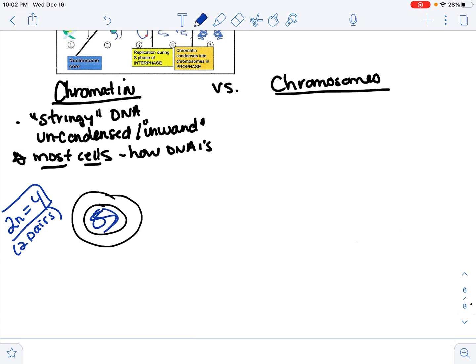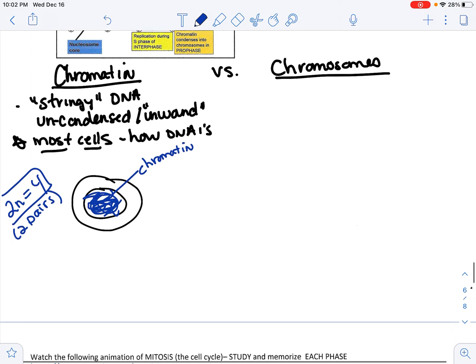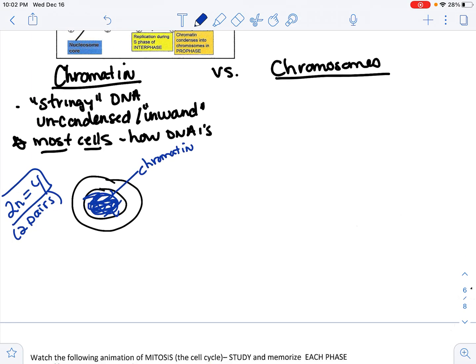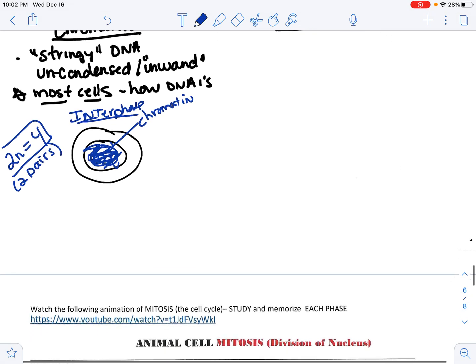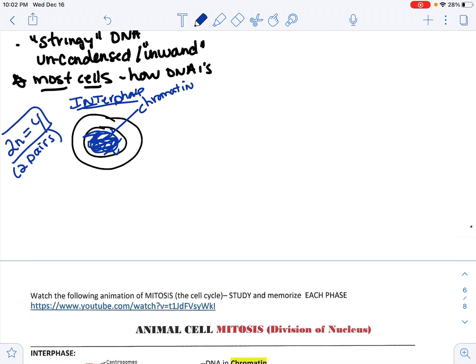So what the DNA would look like, remember chromatin, we said this looks like spaghetti. That's chromatin. You can't see how many there are. It's all uncondensed. It's stringy. That's what it looks like, and we're going to see that during interphase of the cell cycle.